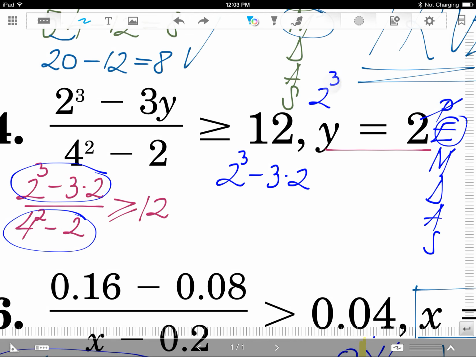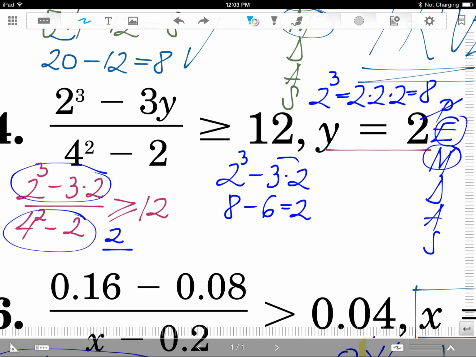It looks like people are getting the library here. Sorry for that. 2 cubed will be 2 times 2 times 2. And that is 8, right? So 2 cubed will be 8 minus multiplication will be next. 3 times 2 will be 6. The answer is going to be 2. Okay? So on the left side, on the top, I have 2.